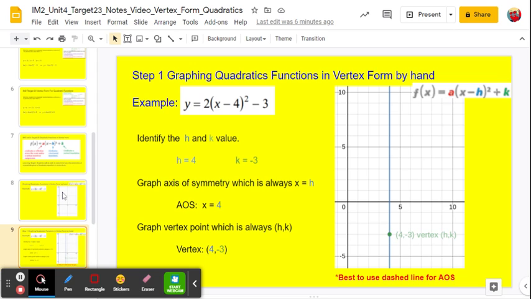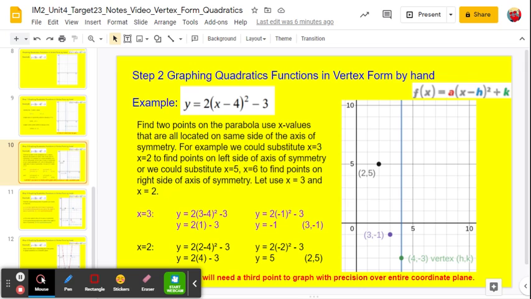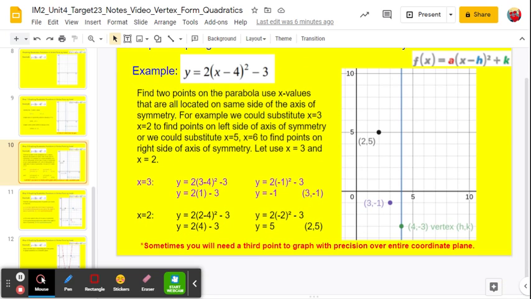So all we have to do is pick a few more values of x, left or right of our axis of symmetry. So in this case, the axis of symmetry is x equals 4. So I can pick like 3, 2, 1, or I could pick 5, 6, 7 to substitute in for x to find the y value. So I went the easier route. I went with 3 and 2, just using smaller numbers.